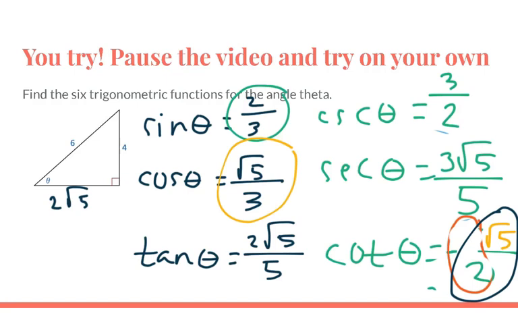Okay, and that's it for today. The main goal is that you understand how to set up the trig ratios for all 6 trig functions. If you understand that, then you are good to go for today, and you can do the bookwork problems that are assigned online that correspond with your weekly assignment.